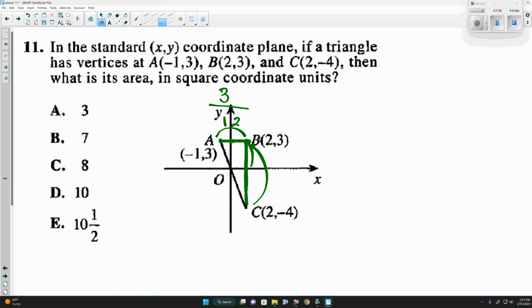What is the distance from B to the x-axis? Because we're going from 2, 3 to 0. So what's the distance? And from 0 down here, it is... So the overall distance is?